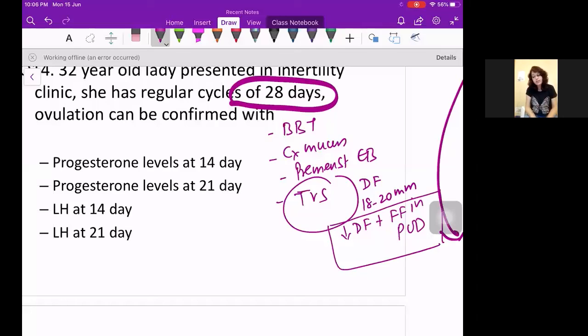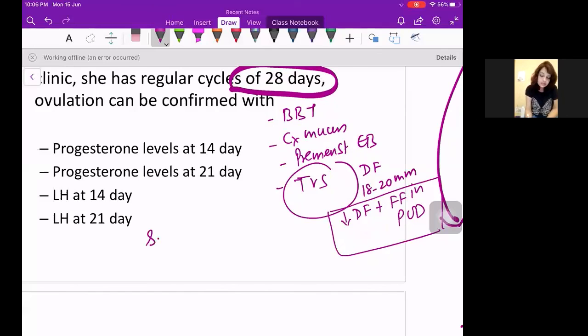So transvaginal scan is one of the important tools, or the most commonly done investigation, for ovulation studies. Apart from this, we can also get serum progesterone levels done on day 21. How do we count the days? The first day of the periods is called day one of the cycle.